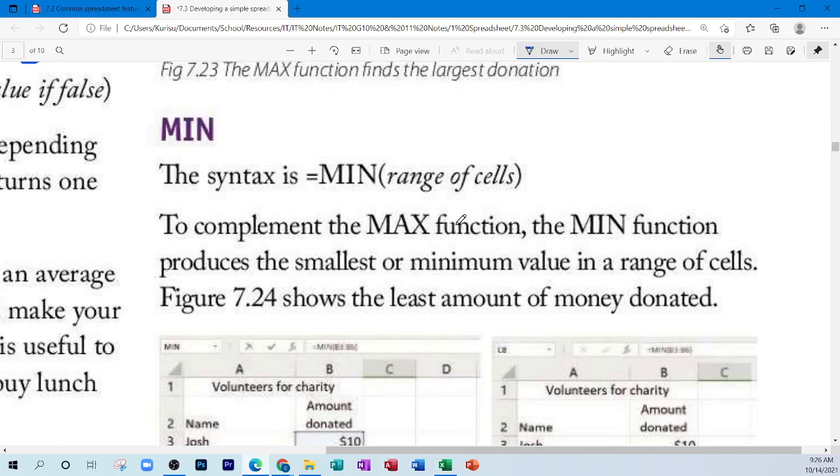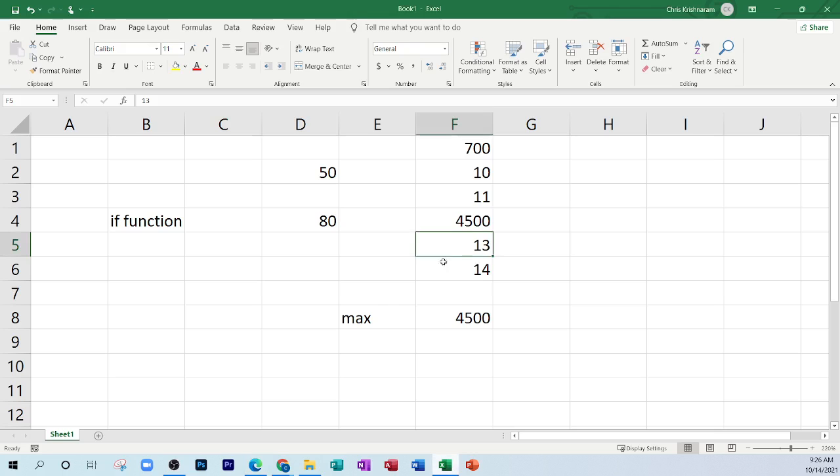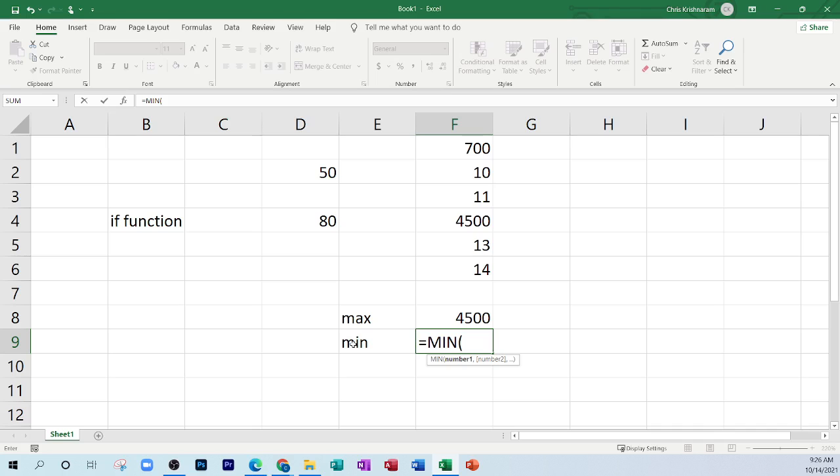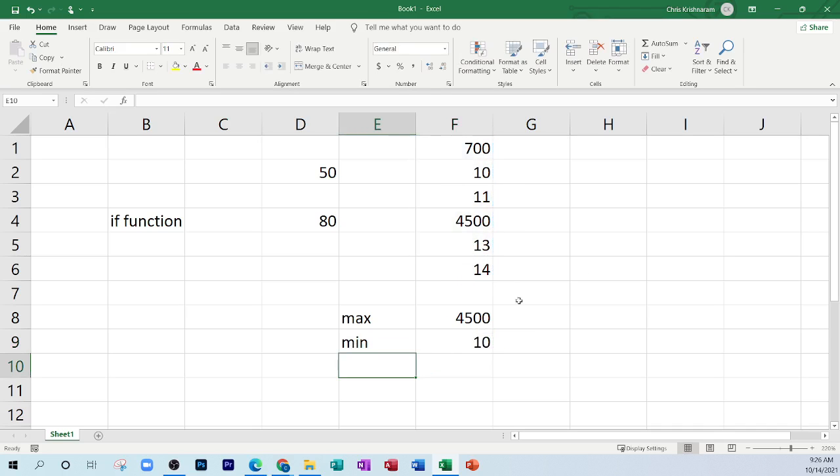Min is basically the opposite. It's going to look at that range and give you your smallest value. So equal, this is supposed to be min, equal min, highlight our range. So our minimum value here is 10. If I change the 700 to 0, 0 is going to be our smallest value.